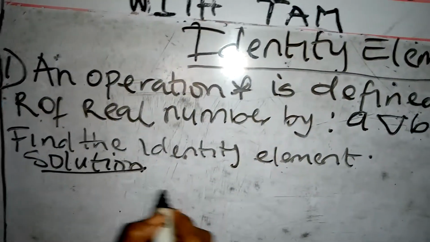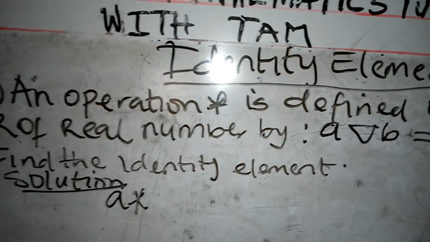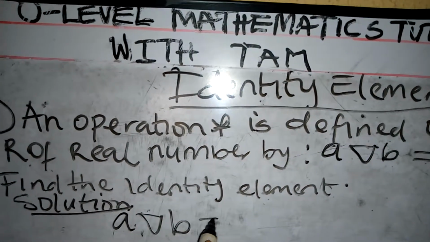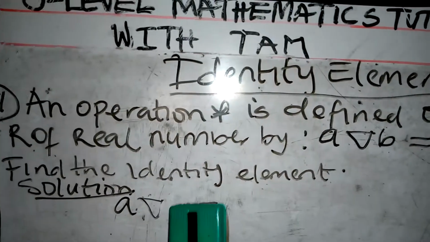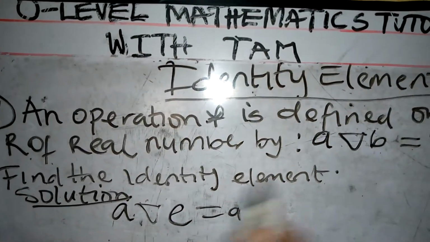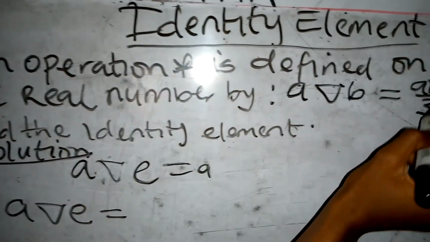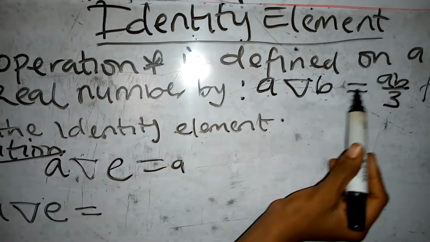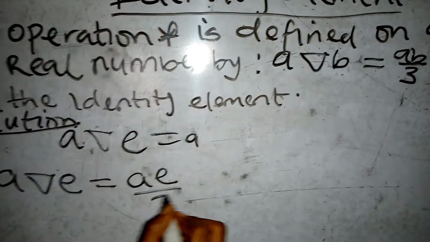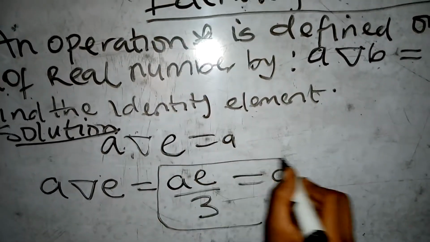Using the formula, we are using grad, so instead of using star, we will call it grad. A grad E equals A. Using this formula, since A grad B will be AB over 3, A grad E will be AE over 3 equals A. Then we use these two.